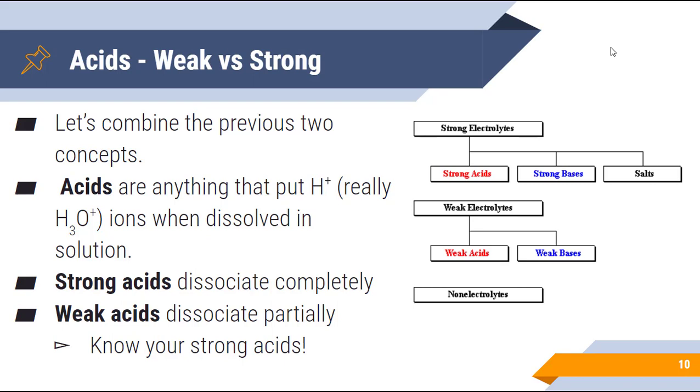HCl, H2SO4, HNO3, HBr, HI, and HClO4. Those are going to be your 6 strong acids that you are going to need to know. And it makes it really easy because if I know those 6 are strong, all the rest are going to be weak.